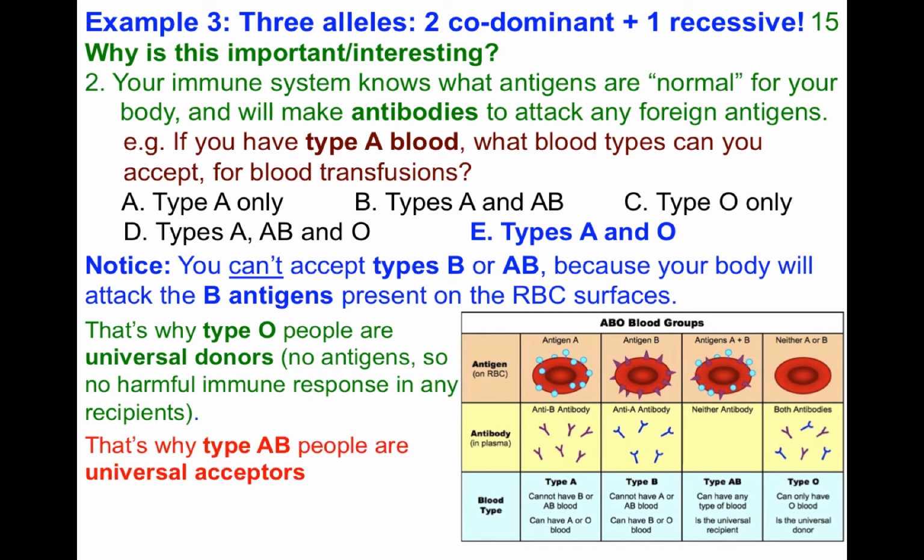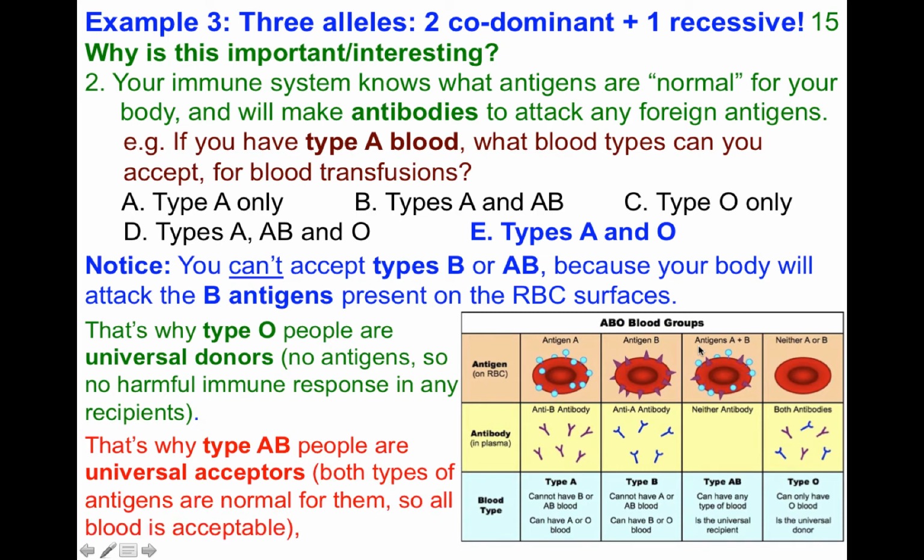But it also is why type AB blood people are universal acceptors. Like, to someone with AB blood, any type of antigen is normal, right? So type B blood comes in and says, oh, okay, that looks kind of normal. Type A blood comes in, oh, that looks normal as well. Type O blood, oh, I don't see it at all. So these are universal acceptors. They can accept blood from anyone, all right? So both types of antigens are normal for them, so they can accept any type of blood.